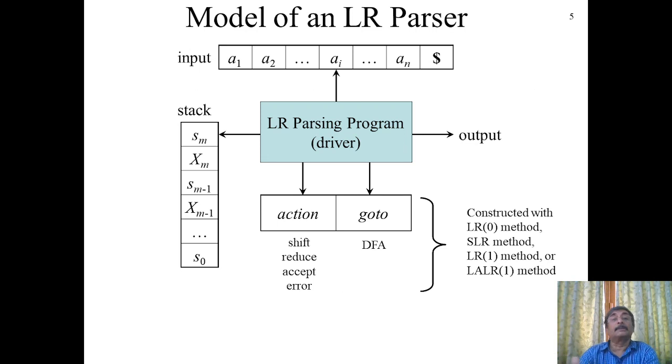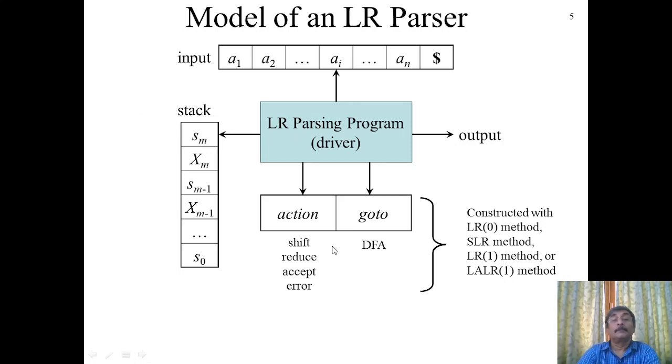So any LR parser has a basic model. I have the input, which is my program, and which will be terminated by a particular special symbol $, and I have a stack, right? And the driver or the parsing program has a few actions. It looks at the top of the stack, and the top of the stack contains a state. What is that state? We'll talk about it.